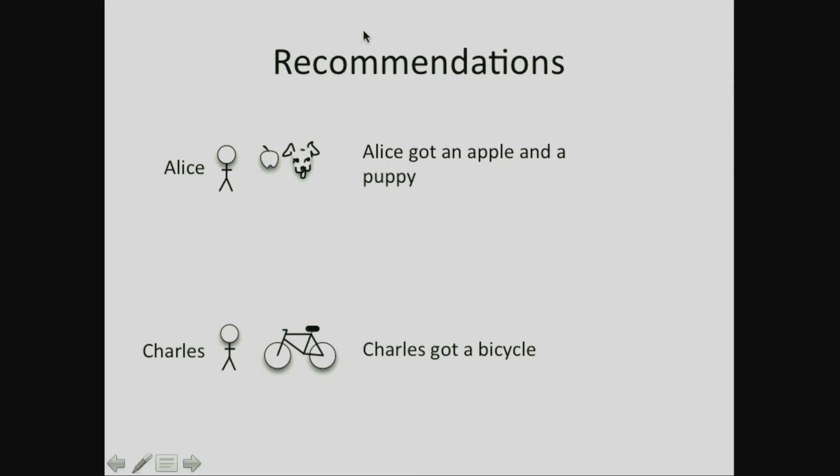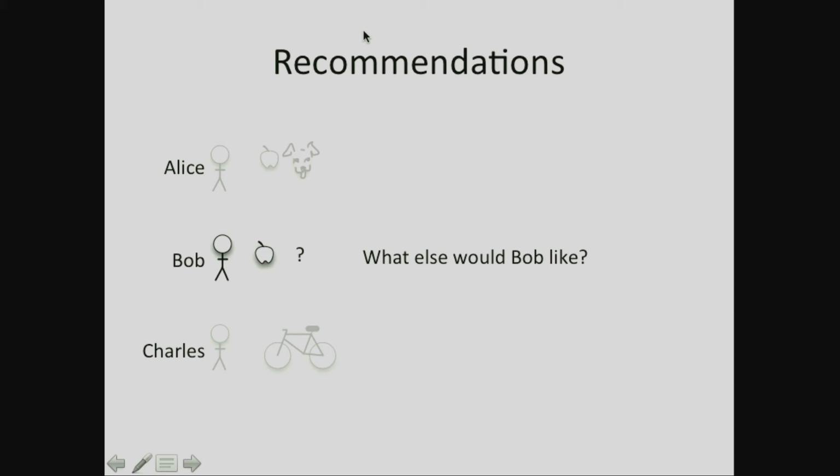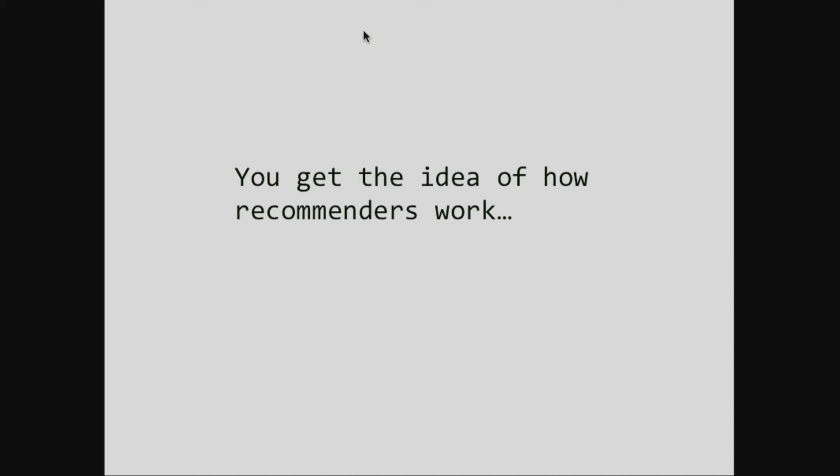All right. And we know that Charles got a bicycle, and now we've got Bob, and Bob has an apple. And so what we're challenged to do in our machine learning program here is to decide what else would Bob like? What do you want to recommend for Bob? So you think through this, and you say, we know he got an apple. We know Alice got an apple and a puppy, and so he needs a puppy. I mean, it won't be named Taco, but still, it'll be a puppy. So that's a good choice as a recommendation.